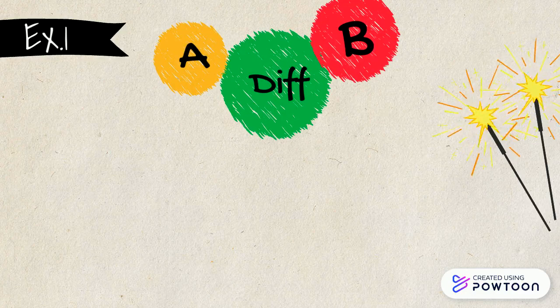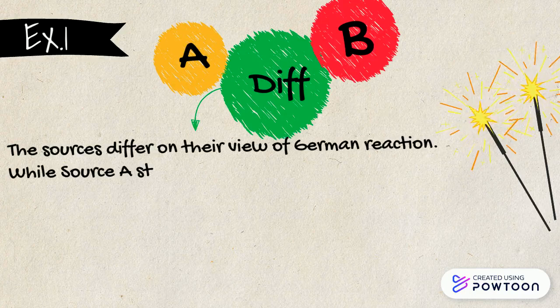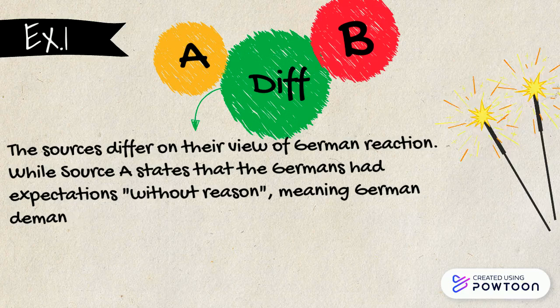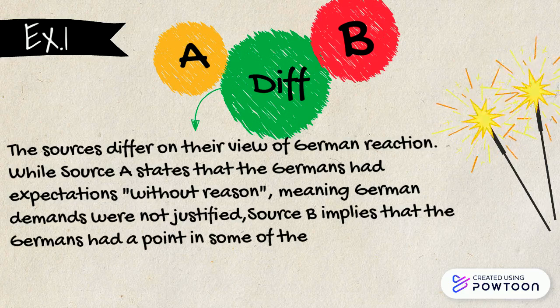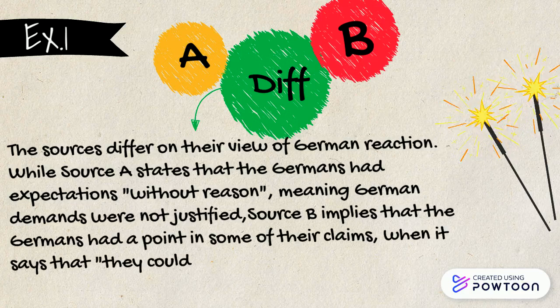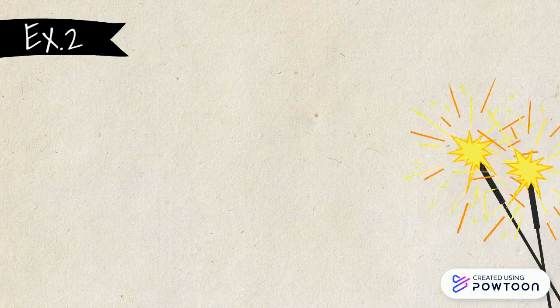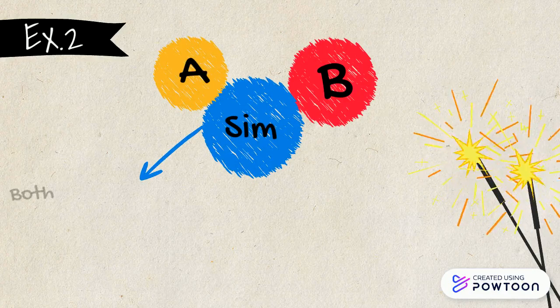Here you have an example of how to write a paragraph explaining the differences. If you take a look between inverted commas, you will find the specific evidence from each of the sources. And here you have an example of how to write similarities about the two sources.